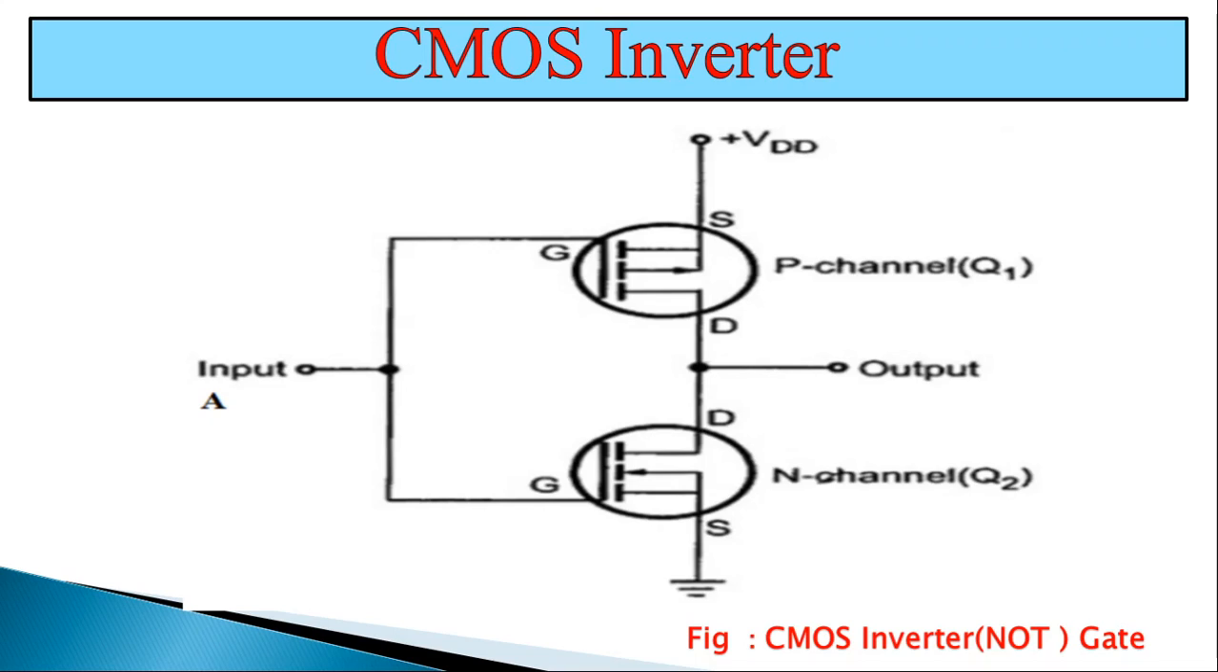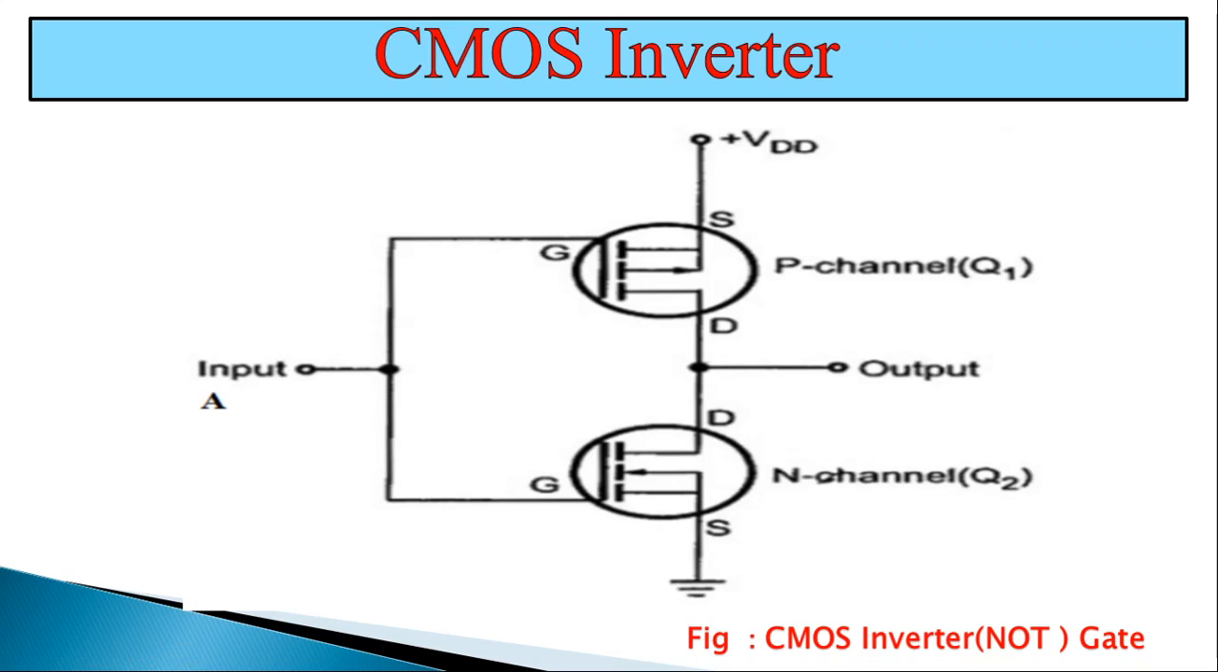Let us discuss the working of CMOS NOT gate. Figure shows the basic CMOS inverter circuit. It consists of two MOSFETs in series in such a way that the P channel device has its source connected to plus VDD, that is a positive voltage, and the N channel device has its source connected to ground.